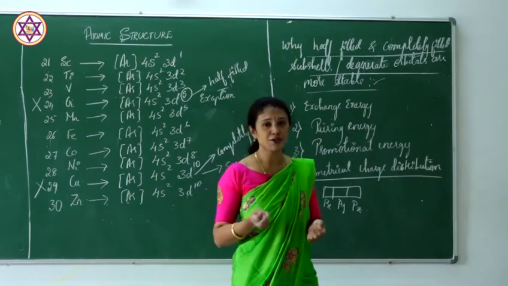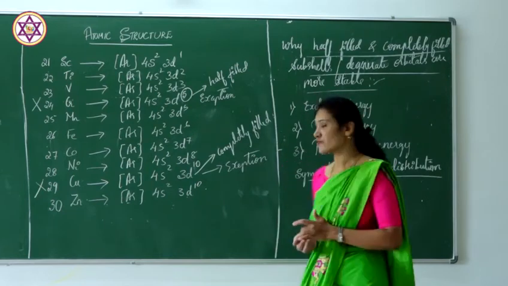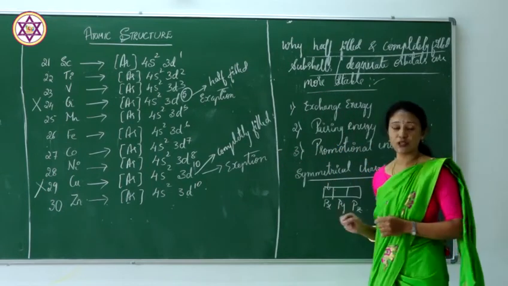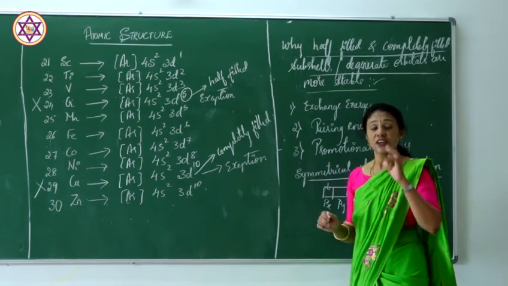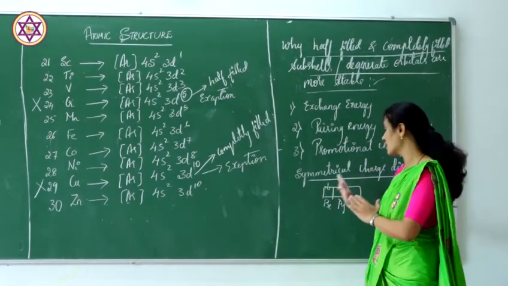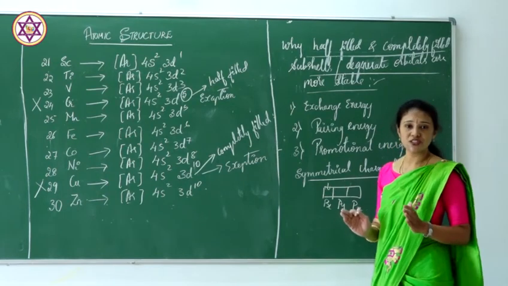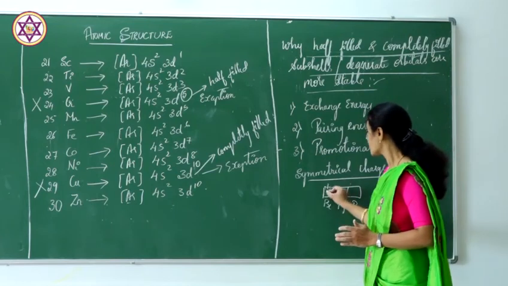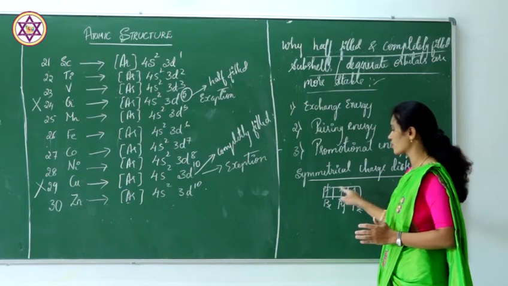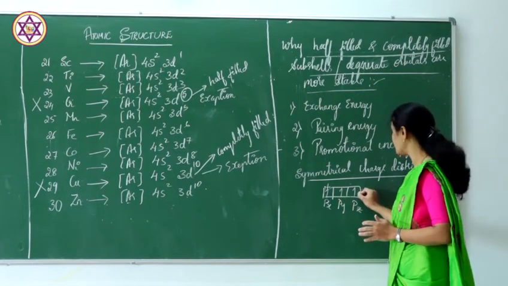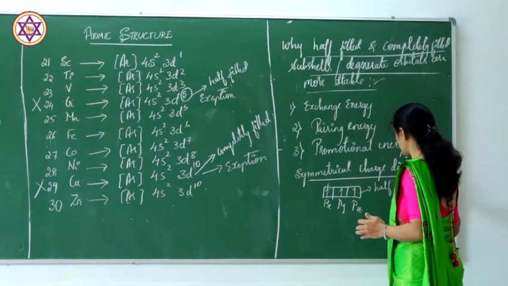If I have 300 rupees and I give all of it to one student only, is this a symmetrical distribution? No, it is not. If I divide it equally between these 3 members, that is 100, 100, 100, then we say it is a symmetrical distribution. So here, if there is a single electron in each, then we say it is half filled.